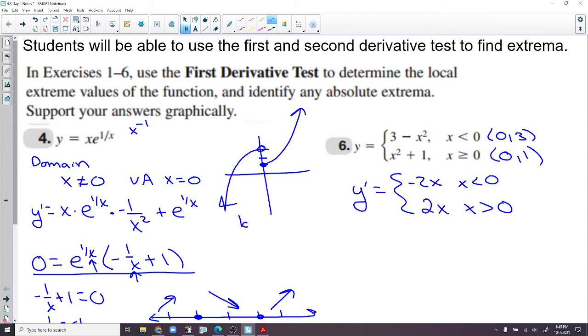So there is a local minimum at x equals 0. And we could say local minimum of 1 at x equals 0. We could even tell pretty easily what that point is.